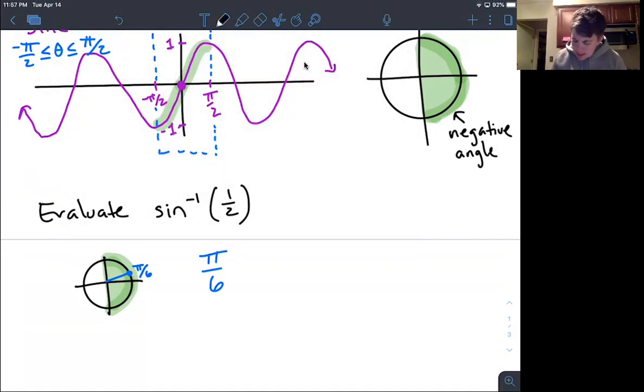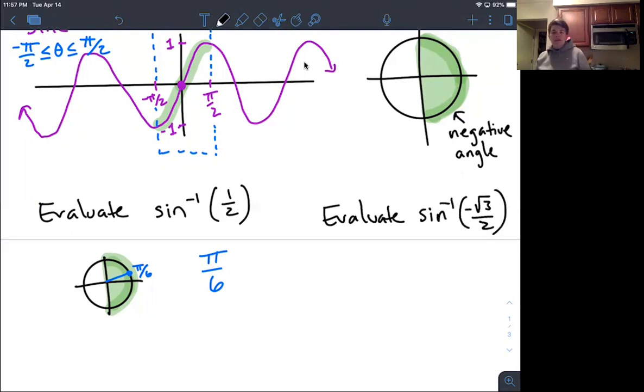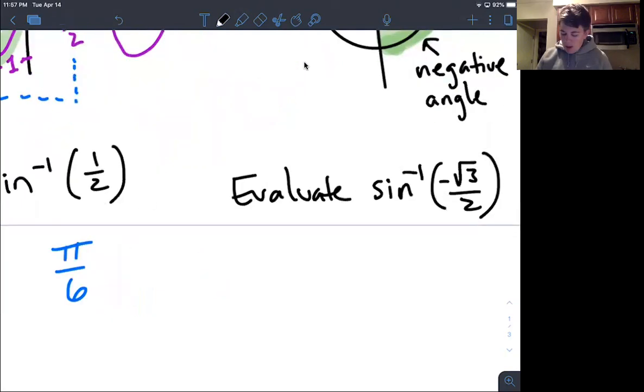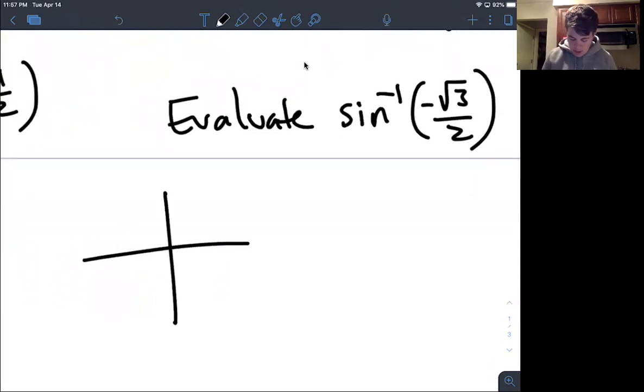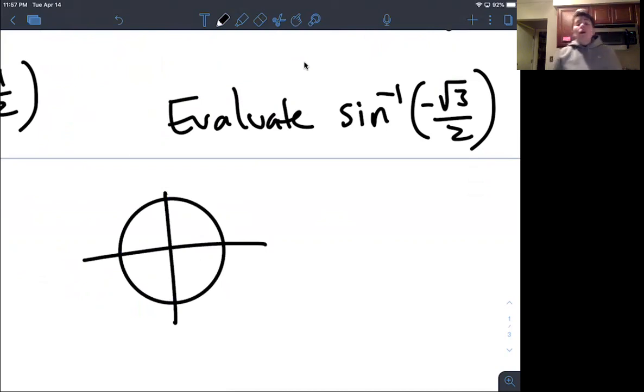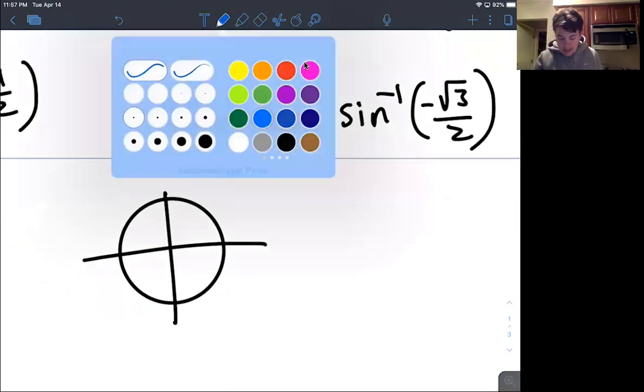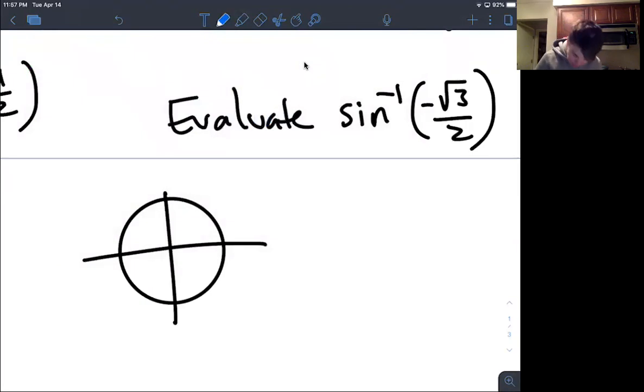Let's do another example. Let's say I wanted you to evaluate the inverse sine of negative rad 3 over 2. Let's draw our little tiny unit circle diagram over here. That's not even close to straight, but that's fine. When sine is negative rad 3 over 2, where is that happening? Sine is the y value, so I'm dropping down. That is happening down here, and that is 5 pi over 3.